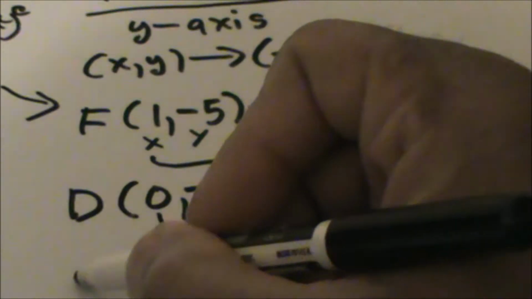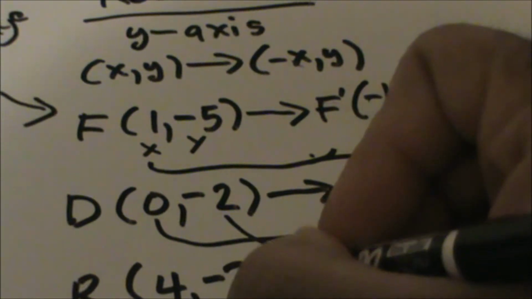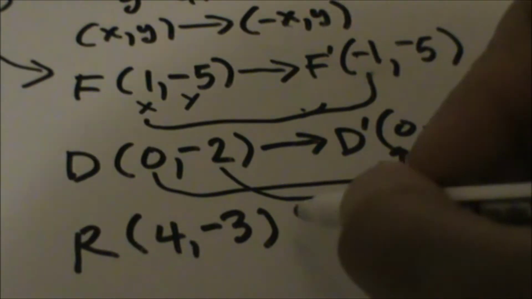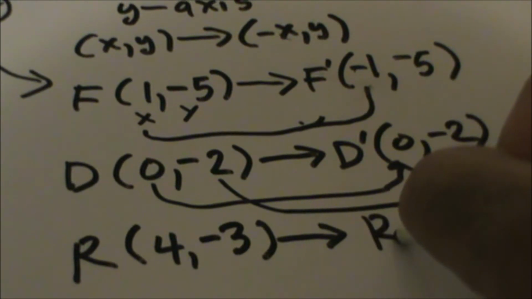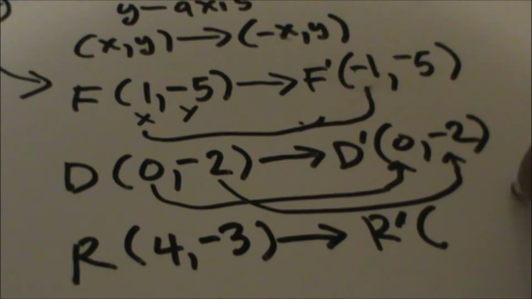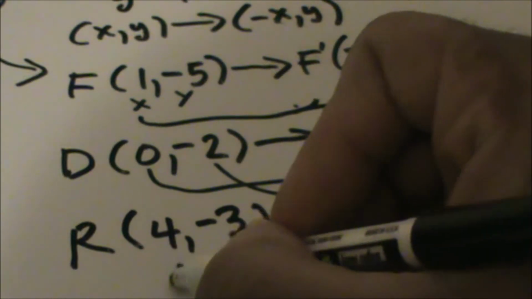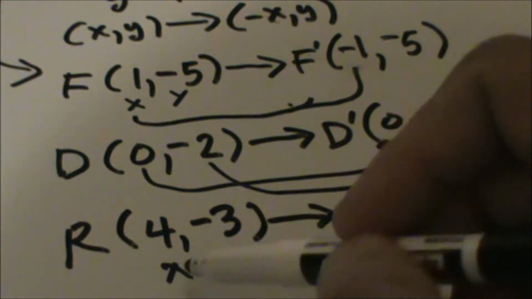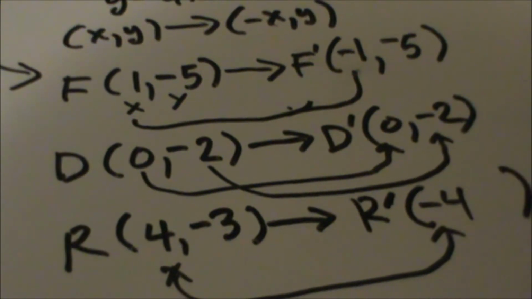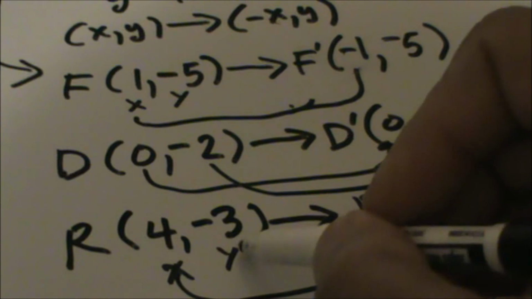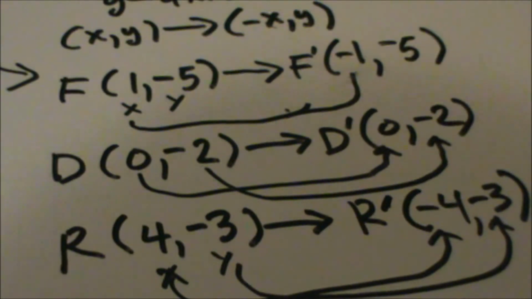And the last one, R, 4 and negative 3. In its transformation, it becomes R prime. Now look at your existing x. X is positive, but in its reflection it becomes negative. And y stays the same as negative 3.